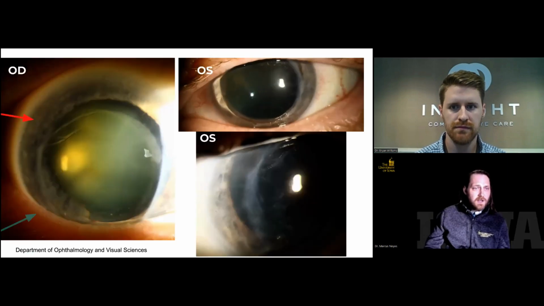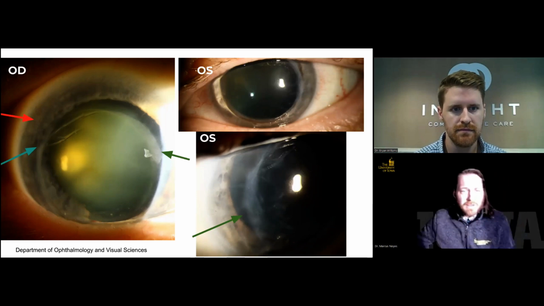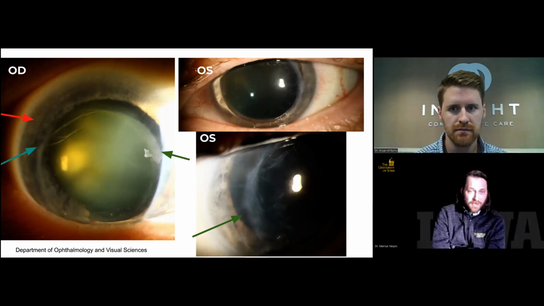So here are some slit lamp photos of the right and left eyes. The red arrow on the left-hand side of the screen is pointing out some of that neovascularization. The blue arrow, or teal or whatever color that is, is pointing out the Descemet folds, or just folds in the PK from the level of ectasia, presumably. And then the green arrows, both on the right and left eyes, are pointing out some corneal scarring.